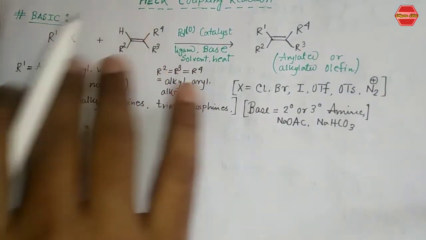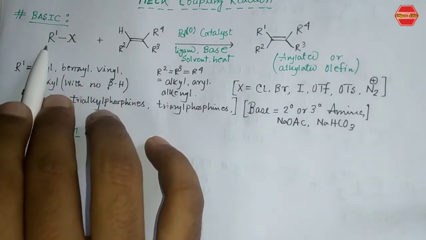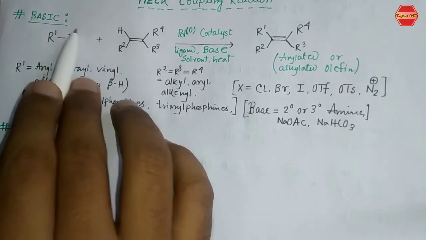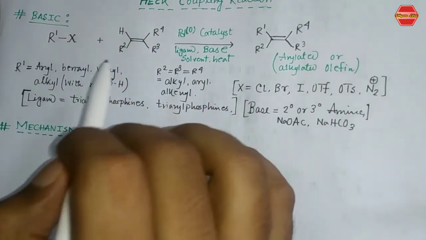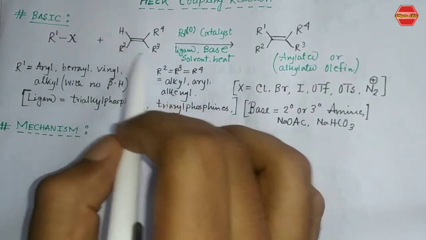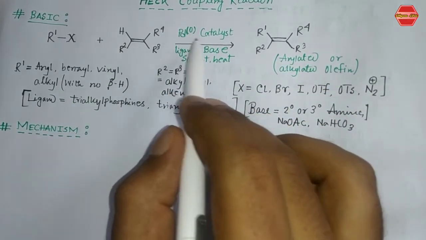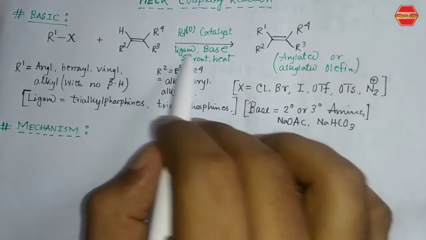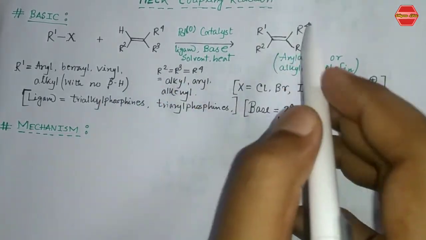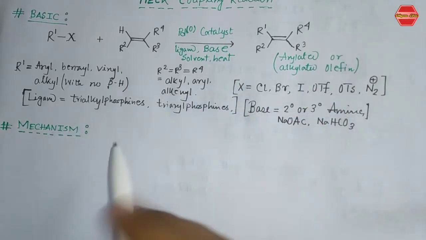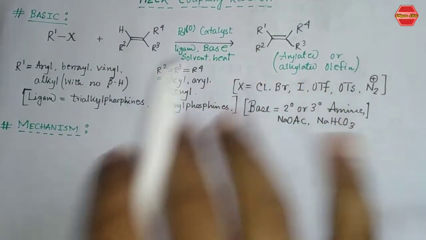For the basic setup of this Heck coupling, you have an alkyl group or any kind of R1 X, where X is any kind of leaving group, and along with this you have to put an alkene. Using this you have to use a palladium 0 catalyst along with a ligand, base, solvent and heat. You get this kind of structure, an alkylated or arylated product. So depending upon the R you get different kinds of product.